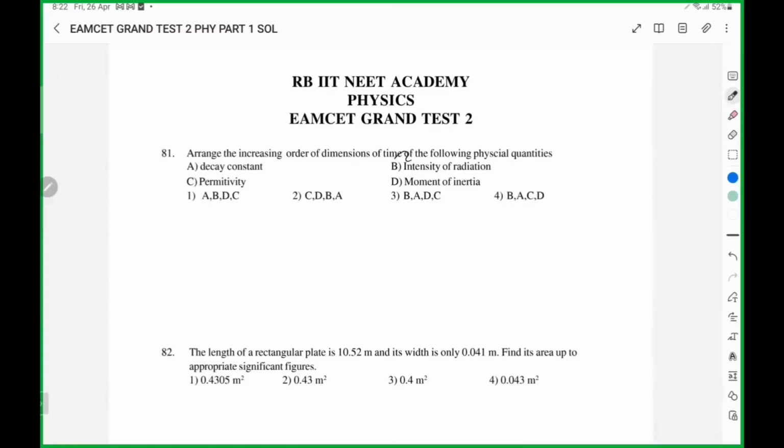Increasing order of dimension of time. Decay constant is 1 by time, so the dimension formula of lambda is T power minus 1. Intensity of radiation is power per unit area. Power dimensional formula is ML squared T power minus 3, so intensity is M T power minus 3.